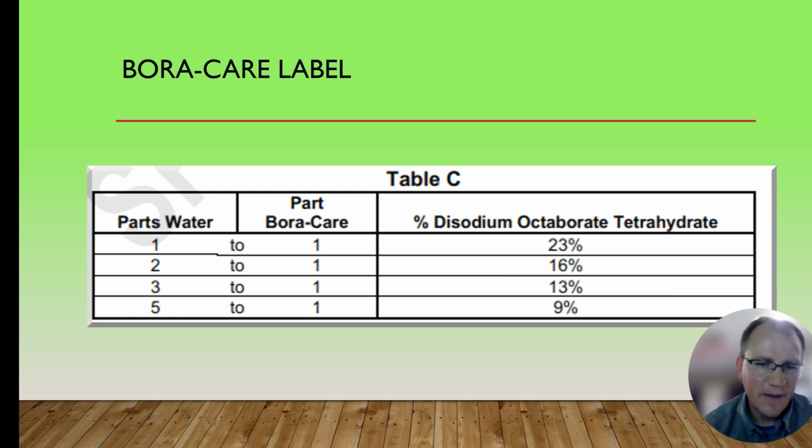Again, it talks about the parts of water to parts of BoraCare on here. It's indicating 1 gallon of water to 1 gallon, or 2 gallons of water to 1 gallon of BoraCare, and so forth. But this shows you the finished dilution percentage. So basically you can see on a 1-to-1 scenario, you get a 23% finished dilution, whereas if you go 5-to-1, you've got a 9% finished dilution. These types of things are going to be important for you to know to explain to your customers and also for your service tickets after you're done with the service.